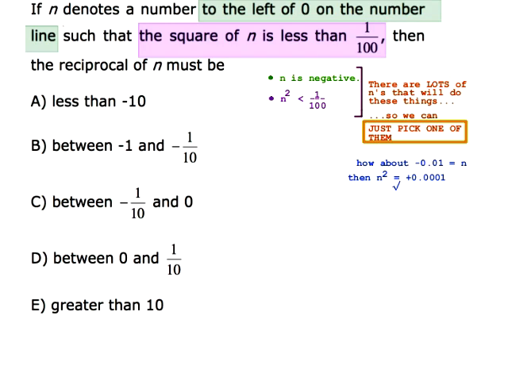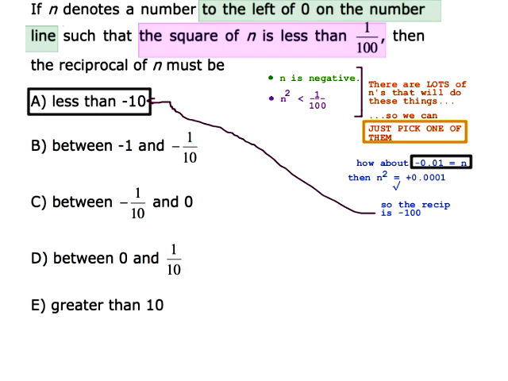So then we can just use this value. The reciprocal of n in that case is negative 100. So the reciprocal is way less than negative 10. There you go. That does it. And if you come up with any specific value of n, then the reciprocal will do that. All you have to do is find one value.